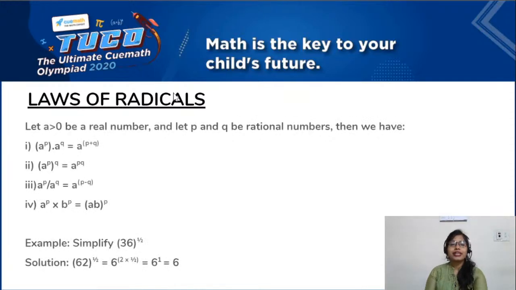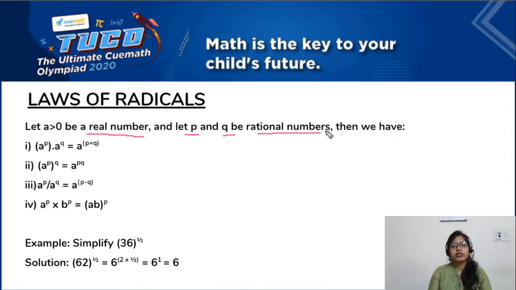Okay, so let's quickly look into our laws of radicals. If a is greater than 0, let a be greater than 0 and a real number. Let p and q be rational numbers. Then we have a to the power of p times a to the power of q is equal to a to the power of p plus q. We have learned this: bases being multiplied with different powers, the powers get added.